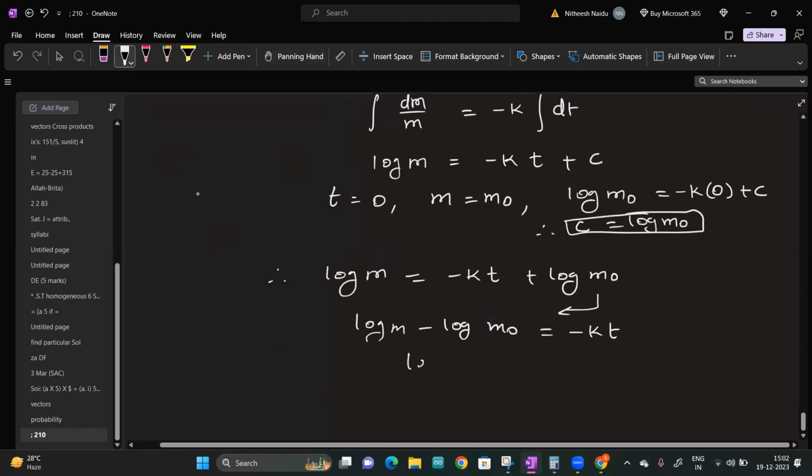So how can you write this? Log of m by m naught is equal to how much? Minus kt. Now we need one more condition to get rid of this k. So what is the condition? Let me check the condition.